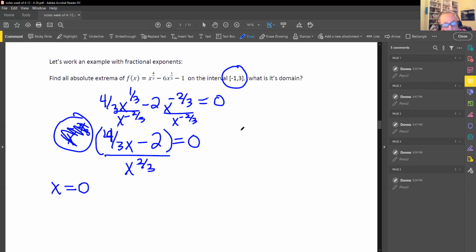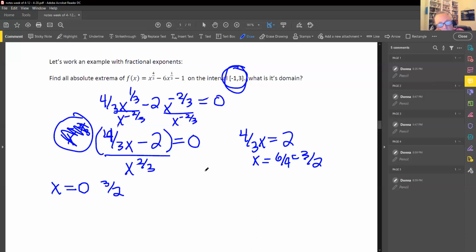So the other one, let's see, if I set 4/3 x minus 2 to 0, multiply by 3, when you work the math, you're going to get 6/4 or 3/2. All right, so both 0 and 3/2 are on my interval, because 3/2 is 1.5. So we're going to make us a table and pick the largest and the smallest. All right, so -1, 0, 3/2, and 3.